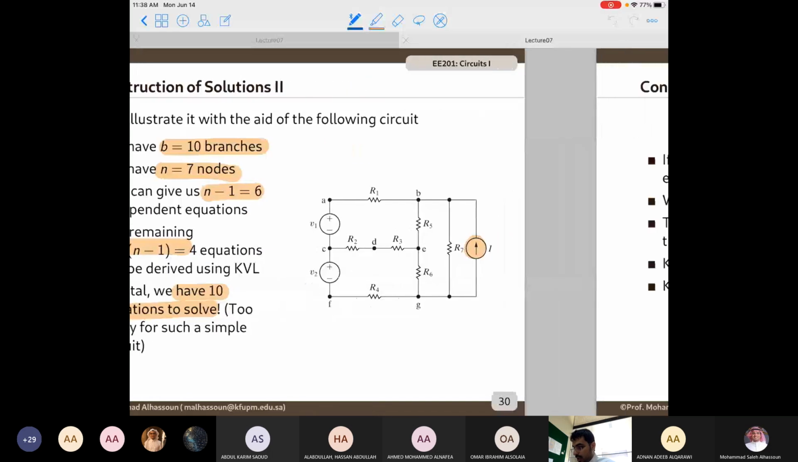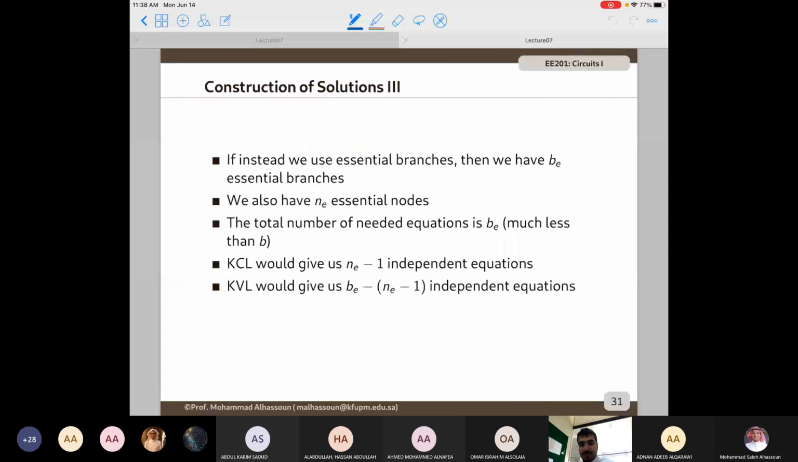Now, remember, if I use the number of branches and number of nodes, I will end up with a large number of equations, in this case 10 equations. If instead I use essential branches and essential nodes, usually essential branches are much fewer than essential nodes.